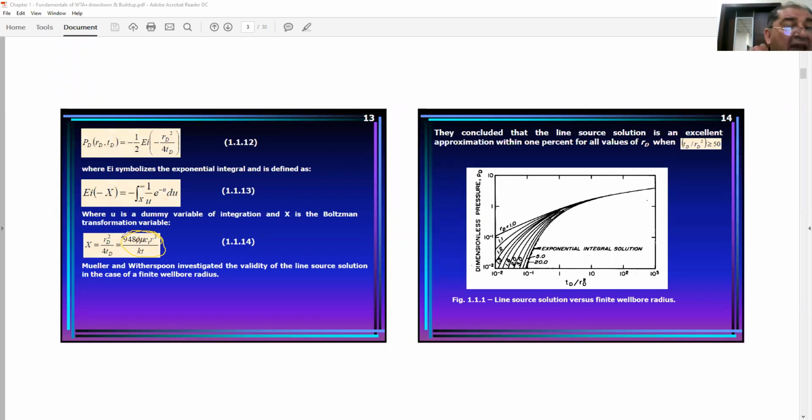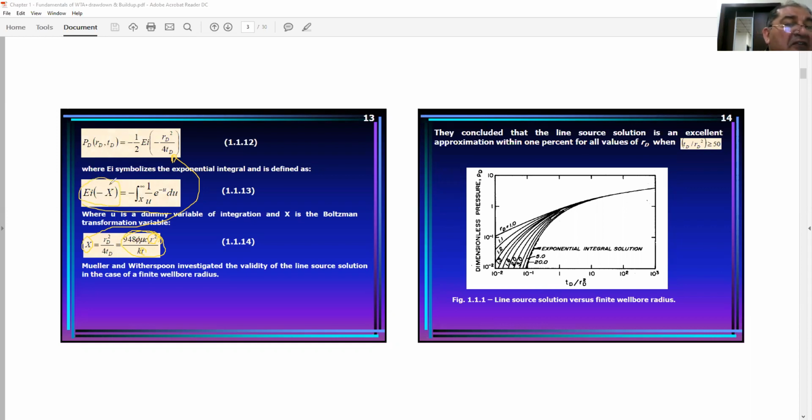So x is a function of what? X is a function of r squared, the distance of the point from the wellbore. And of course, it's a function of t. So x could change with space or with time, t. If you know x, then you are going to put x here. And then you can come to the integration and get the value of the Ei function.